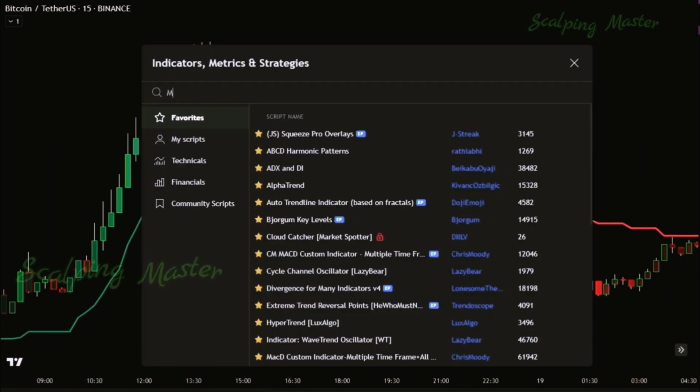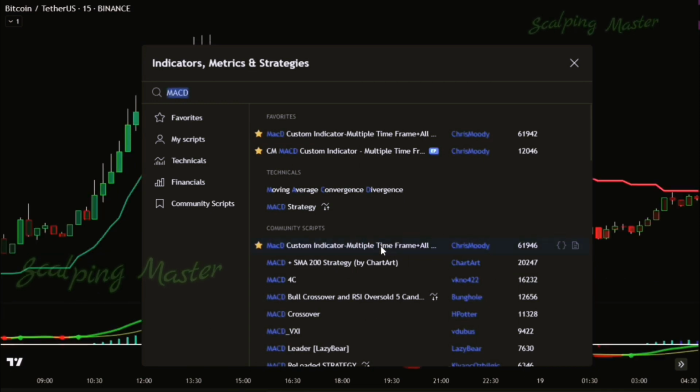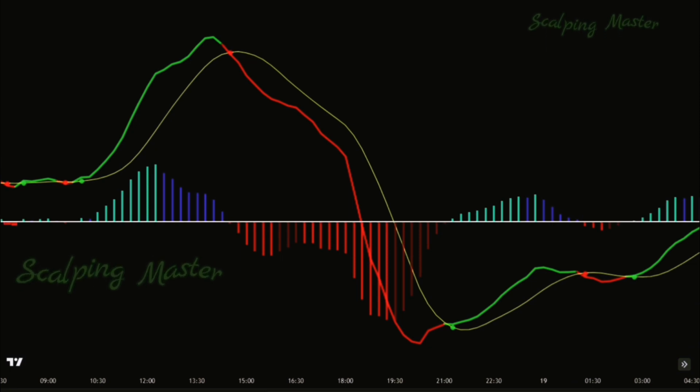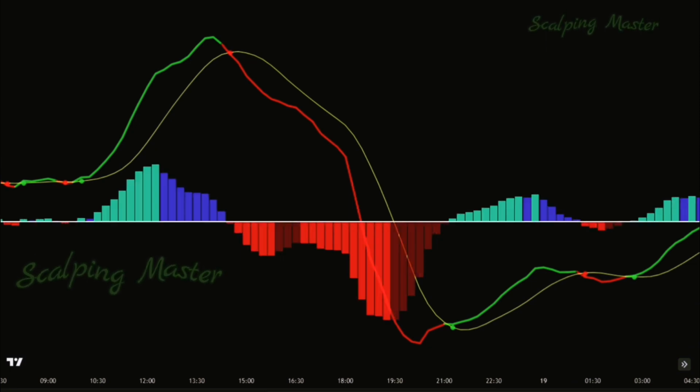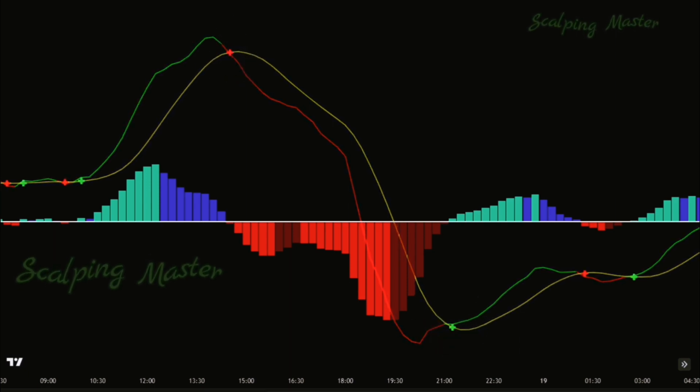Open the indicator options and type MACD, then apply the moving average convergence divergence multiple timeframe indicator by Chris Moody to your chart. This is how the indicator looks, containing histograms, a signal line, a MACD line, and signal points for buying and selling. Now, let's adjust some settings.